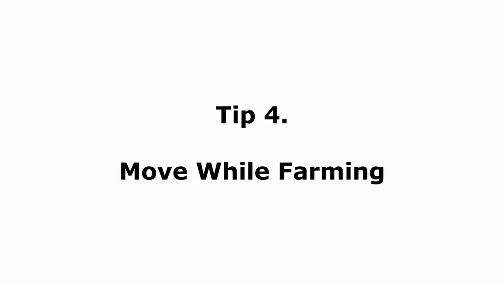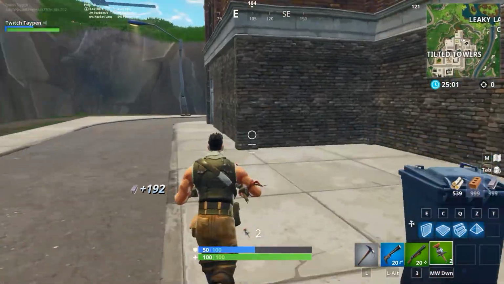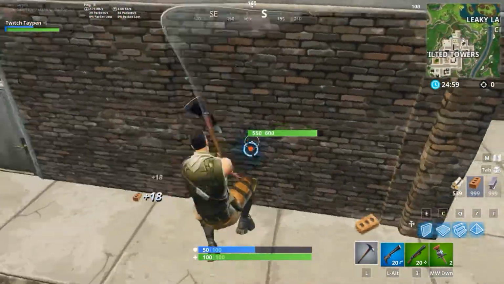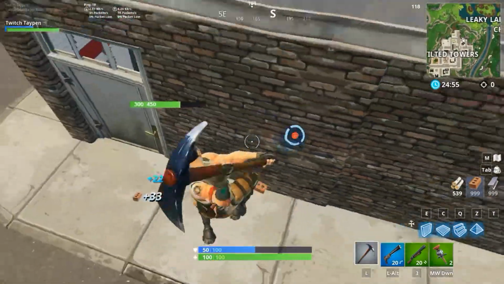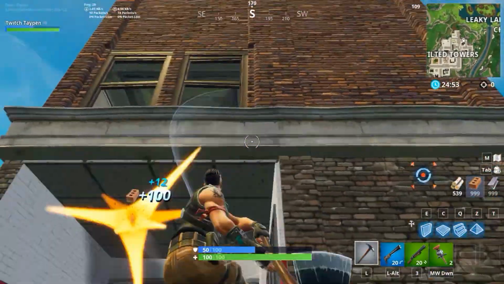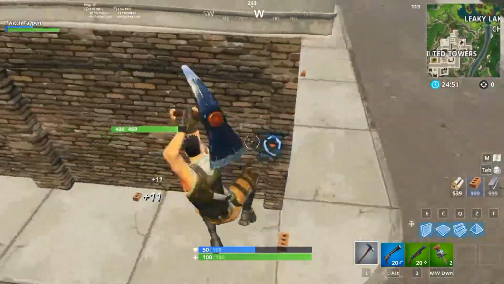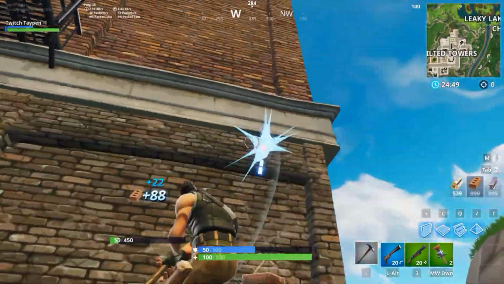Now, the next tip is going to be something that I'm sure you've seen before, and it's farming materials. When you're farming materials, you're going to want to jump around and move around, so you're not just a standing target waiting to get shot. It also helps improve your aim, and it gives you an indicator whether your sensitivity is too low or too high.